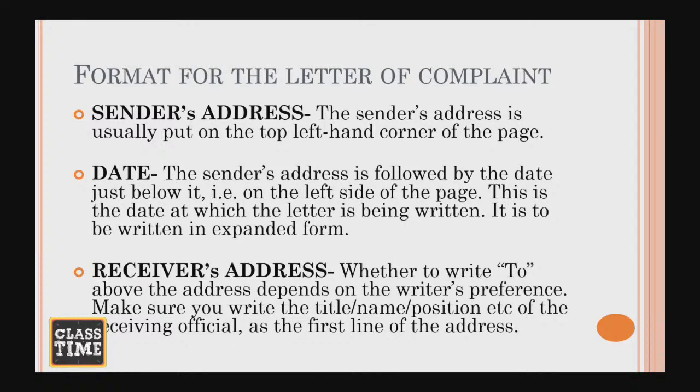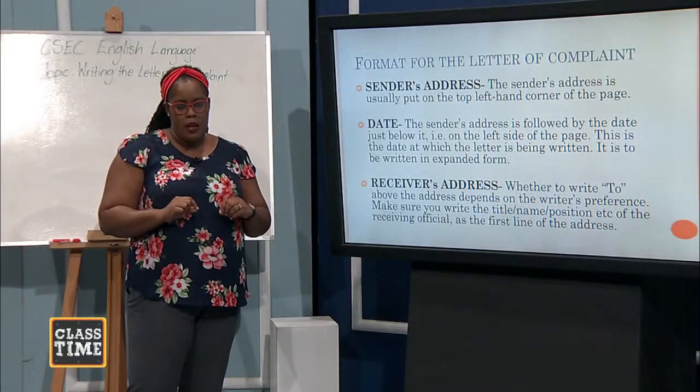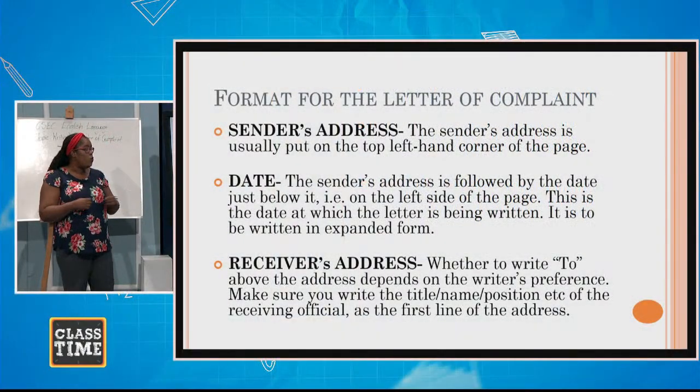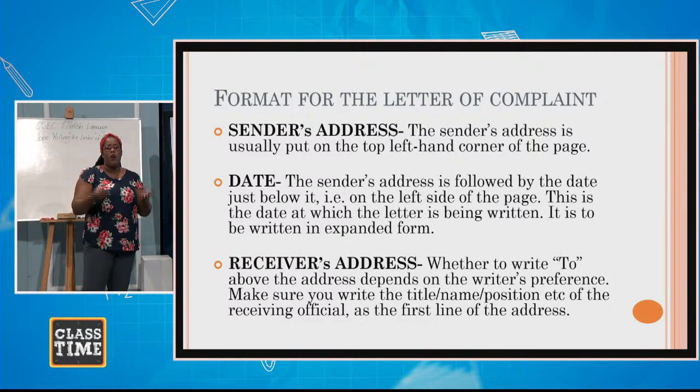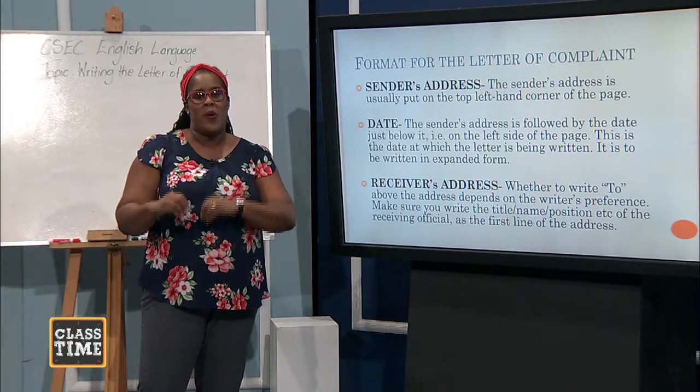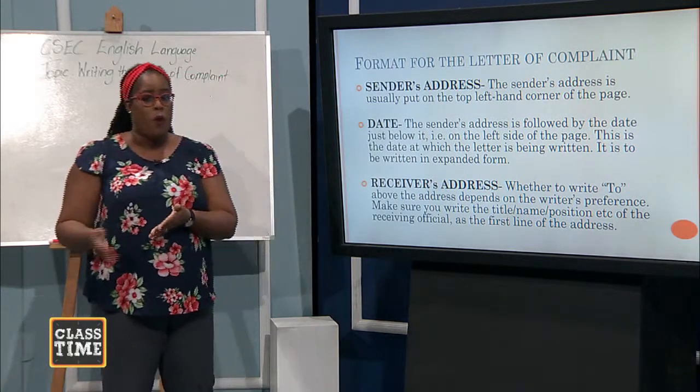Date. The sender's address is followed by the date just below it, on the left side of the page. This is the date at which the letter is being written. It is to be written in expanded form. If you are writing the letter today, today's date is the date that you should include. What would they mean when they say it should be written in expanded form? Does anybody know? It means that instead of writing the 12th of the 3rd, 2021, you would write March 12, 2021. That is what it means when they say expanded form. Do we understand?